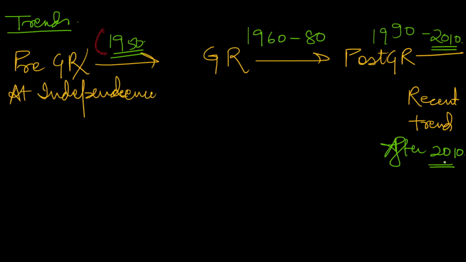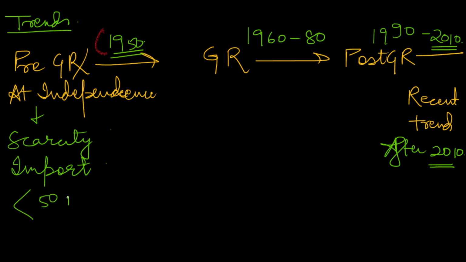Pre-green revolution, that is at independence, we all know that we had huge scarcity of grains. We needed to import grains. The production was, I think, less than 50 million tons overall, and it was very difficult for our population to sustain. There was huge disparity in production. Some areas were doing well, but other areas were facing starvation. So this is at independence.